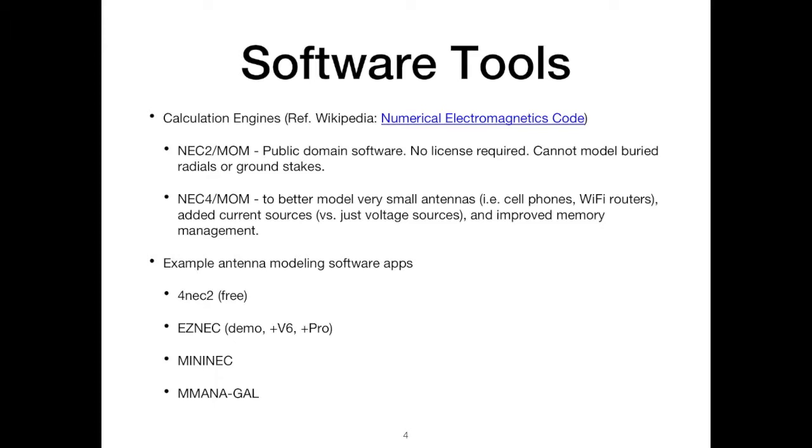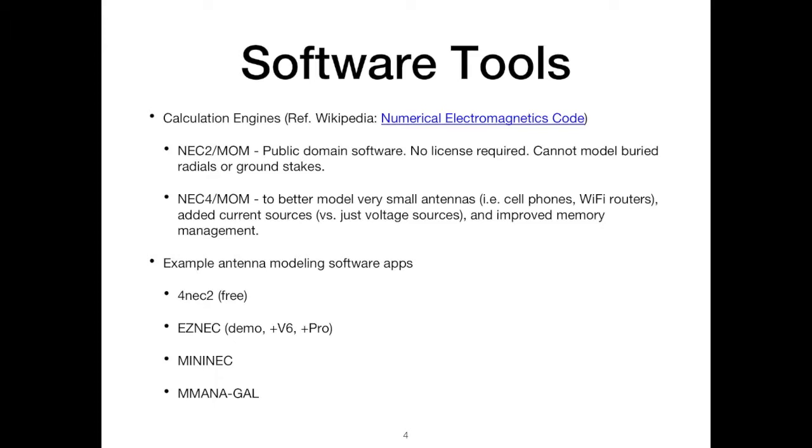The NEC-2 calculation engine is in the public domain, so you don't need a license for any software that uses that engine. It does have some limitations. It can't model buried radials or ground stakes. So different tools have different capabilities and may have some restrictions associated with them. The NEC-4 engine is better; it was rewritten. NEC-2 was written in Fortran, I think, back in the 90s or maybe the 70s. It's been around a long, long time.